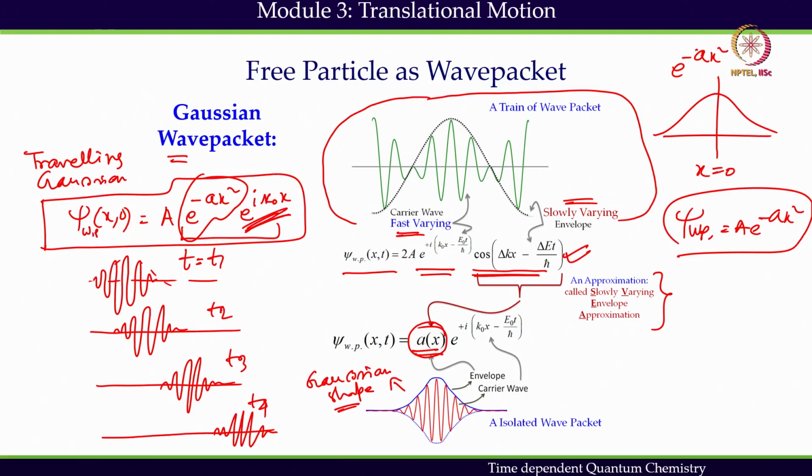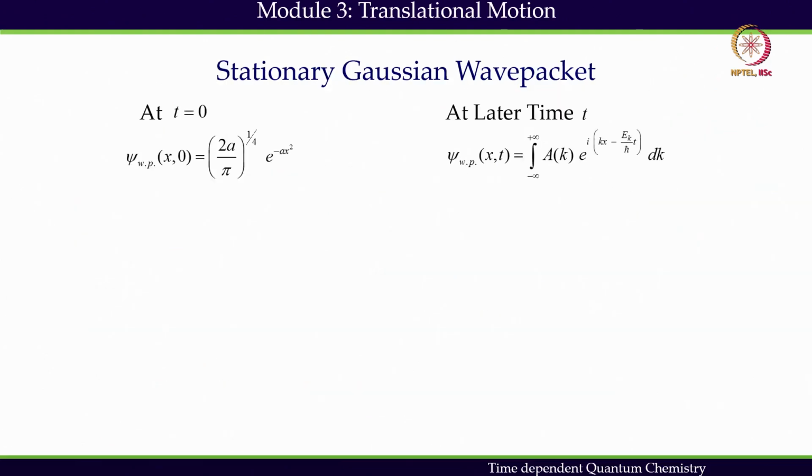We will now move forward in the next session. We will continue this and we will try to find out, if I start with an initial Gaussian and it is freely propagating, freely moving, what will happen to the shape of that Gaussian, whether it is broadening or compressed. We will find out in the next session.